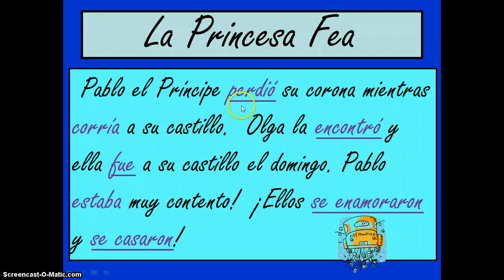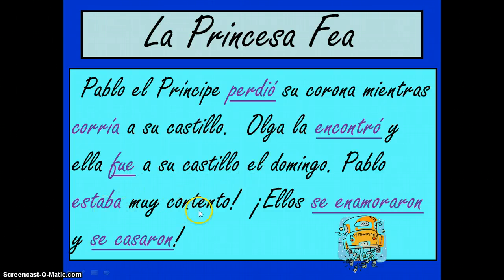Pablo el Príncipe perdió su corona mientras corría a su castillo. So he lost his crown while he was running. Which one happened first? He was running. That's the background action. While he was running, he lost his crown. Olga la encontró y ella fue a su castillo el domingo. So Olga found the crown, and then she went to his castle on Sunday. There's another sequence of events.